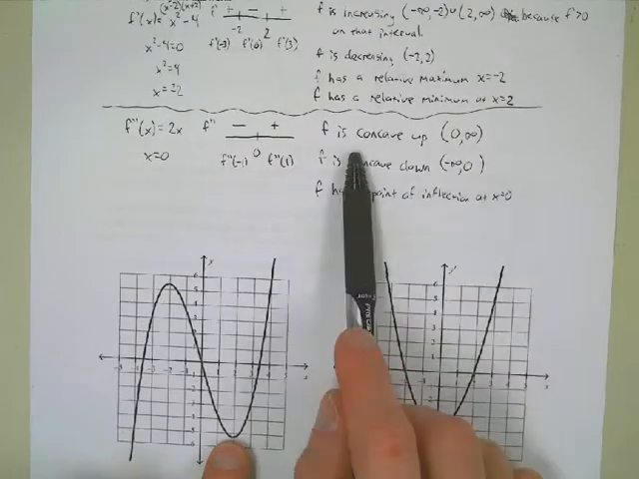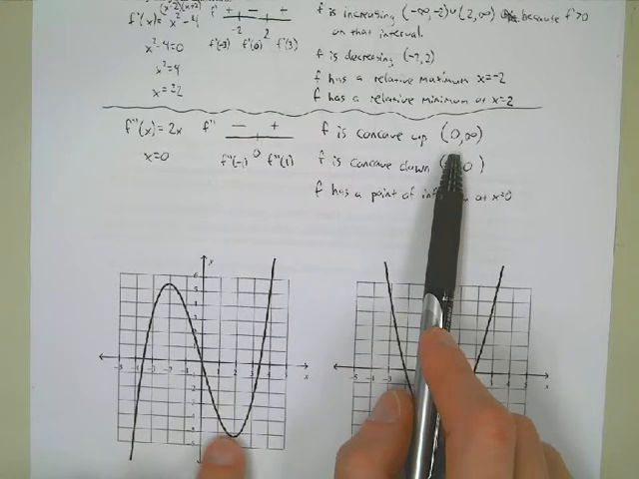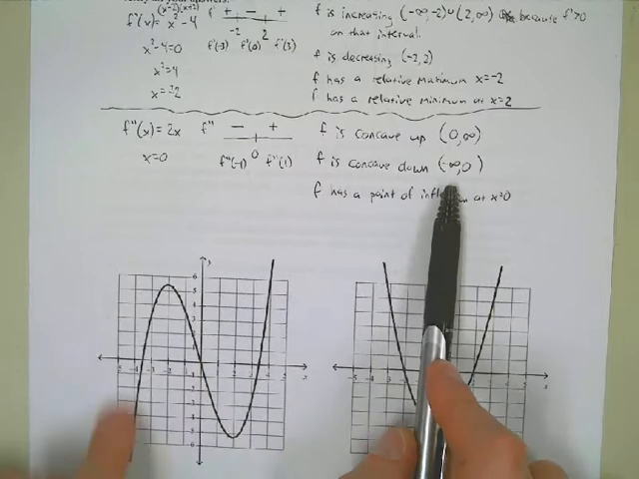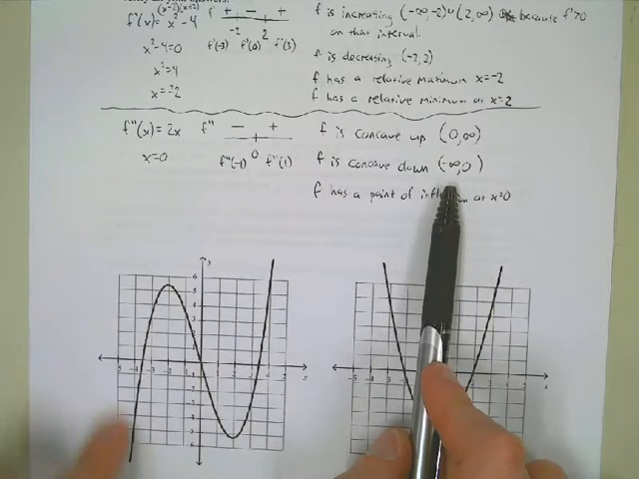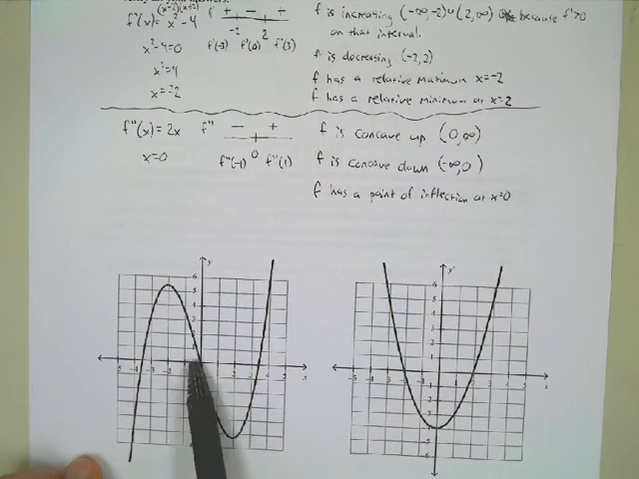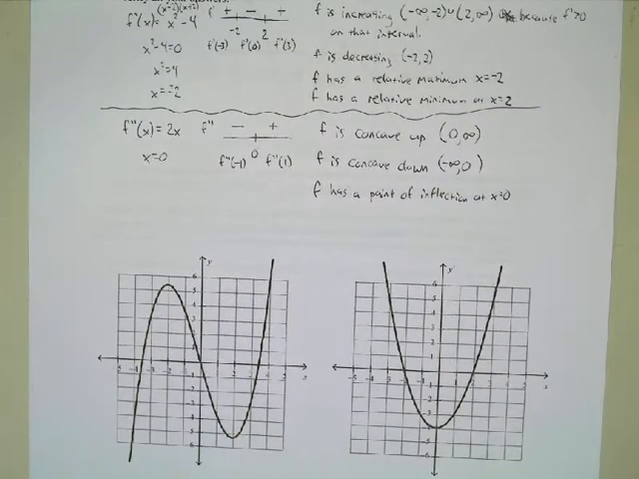It's concave up from 0 to infinity, right? There's the cup that Mac was talking about. Concave down from negative infinity to 0, there's the frown that Mac was talking about. And then a point of inflection at x equals 0, and sure enough, we're changing from concave down to concave up right at 0 there. That's what Maya pointed out. Very good.